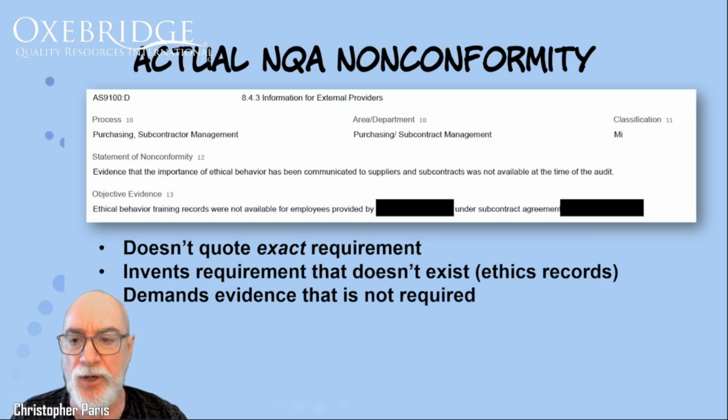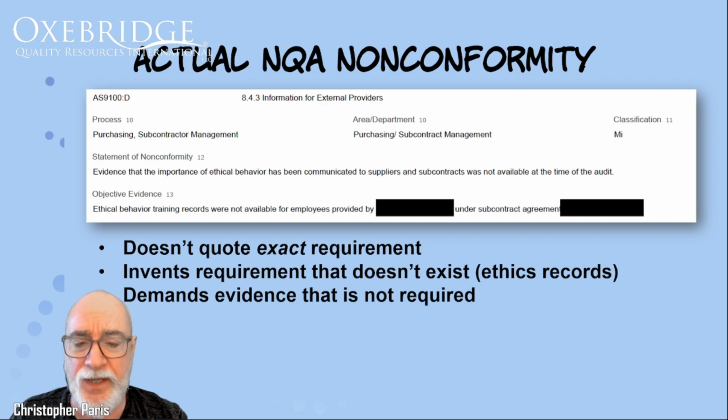All right, now let's look at one more, and this is an actual nonconformity with NQA. In this case, they cite the clause number, but they don't copy and paste the text. So this one's 8.4.3, information for external providers, and it says here that the statement of nonconformity is that the evidence that the importance of ethical behavior has been communicated to suppliers and subcontractors was not available at the time of the audit. And then their objective evidence was ethical behavior training records were not available for employees provided by the subcontractor under a subcontract agreement.